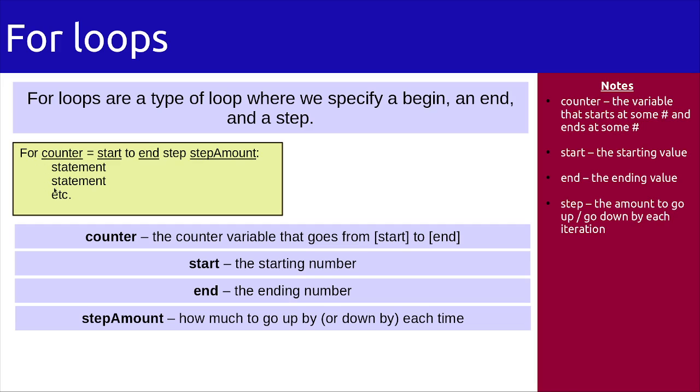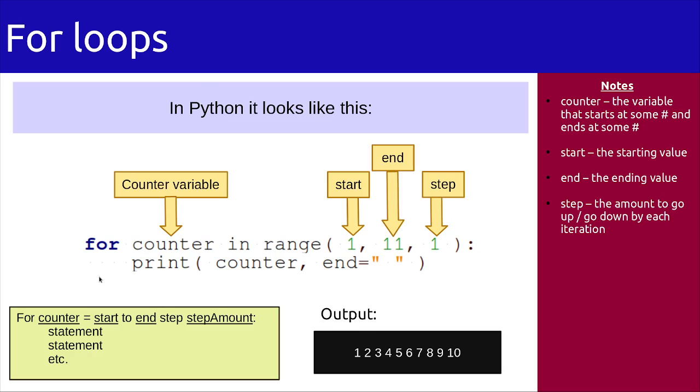Then again, we have some code inside of the loop, and that gets executed that many times. So we've got the counter, the start, the end, and the step amount. In Python, it looks like this. This is the pseudocode down here. So with Python, we have for. That's the keyword. Then counter is our variable. It could be named anything. You might see it as X or as I, but here I'm just using counter because that makes it more clear.